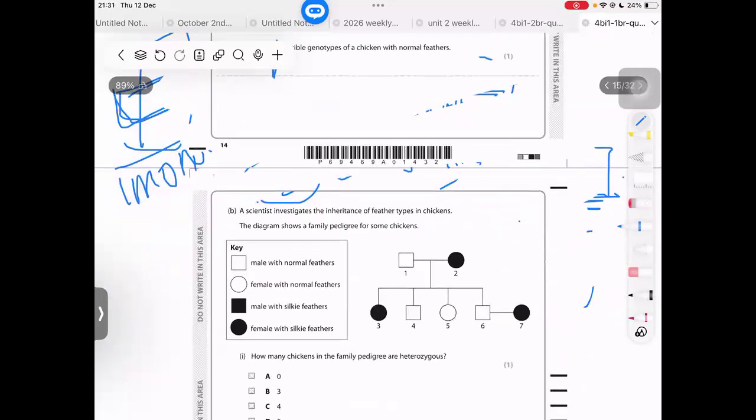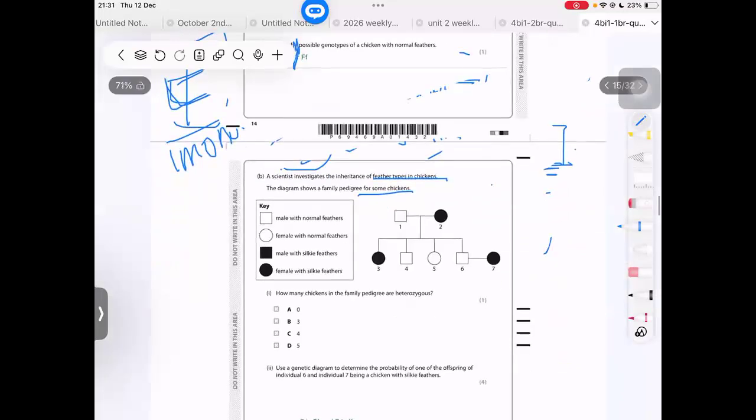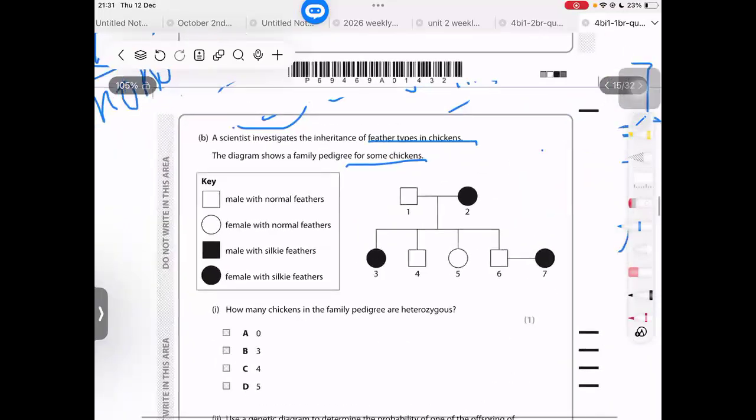Then a scientist investigates the inheritance of feather types in a chicken. The diagram shows a family pedigree for some chickens. How many chickens in the family pedigree are heterozygous? Now you can see the black ones. We don't have to care about male or females at the moment because they have not asked about that. Basically, the black ones indicate they are having silky feathers. Silky feathers means what's their genotype?